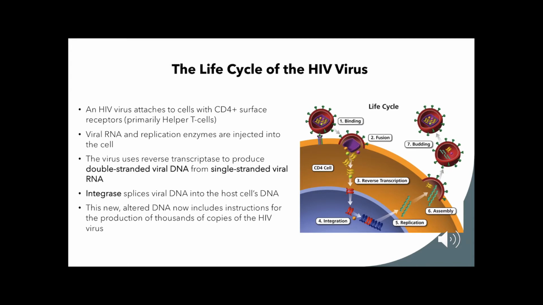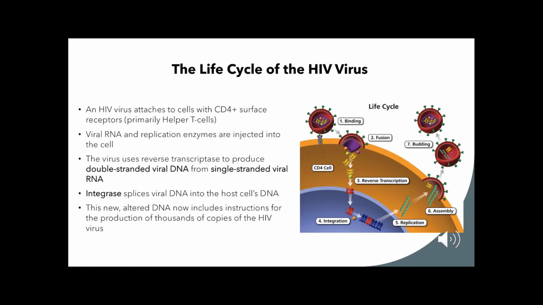Once the virus attaches to the outside of the host cell, it can inject viral RNA and replication enzymes into the cell. Once these materials are inside the cell, the virus uses reverse transcriptase to produce double-stranded viral DNA from single-stranded viral RNA. Once this DNA is produced, the enzyme integrase splices viral DNA into the host cell DNA. So the virus now makes its DNA part of the host cell DNA and can use the resources and the environment of the host cell DNA to further its own reproduction.